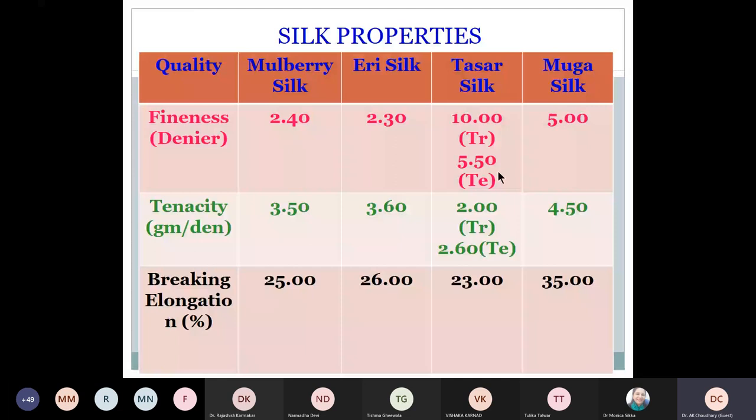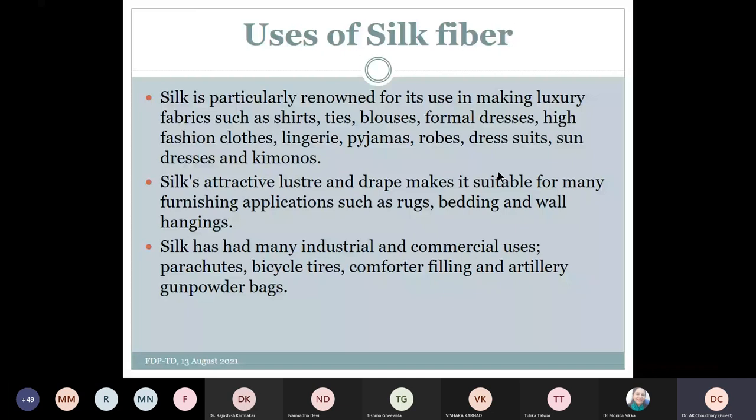So what are the usages of this silk fiber? Silk is renowned for its use in making luxury fabrics such as shirts, ties, blouses, formal dresses, high fashion cloth, lingerie, pajamas, and robes. So these are some applications. Many tie manufacturers give specific features and quality, saying this is a silk-based tie. Shirts, blouses, and ladies dress materials too. Silk's attractive luster and drape make it suitable for many furnishing applications such as rugs, bedding, and wall hangings. Silk also has many industrial and commercial usages in parachutes, bicycle tires, and comforter filling, because of the proteinous nature of the fibers.